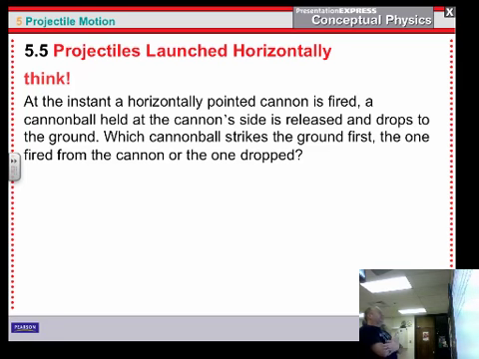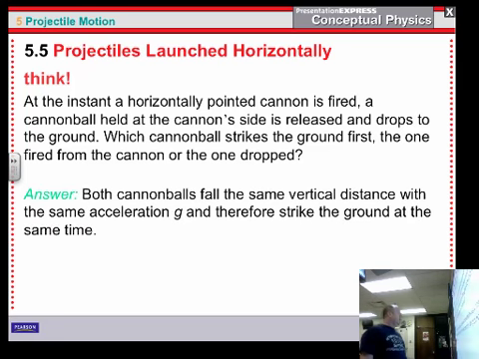All right, so think about this. At the instant a horizontally pointed cannon is fired, a cannonball at the cannon's side is released and drops to the ground. Which cannonball strikes the ground first, the one fired from the cannon or the one dropped? Well, if you can't answer that one, you obviously weren't paying attention. They both are going to hit the ground at the same time.